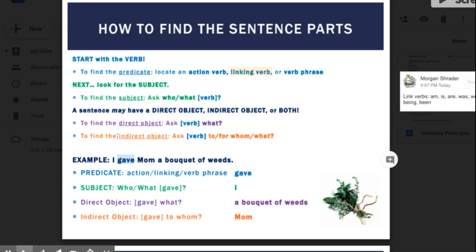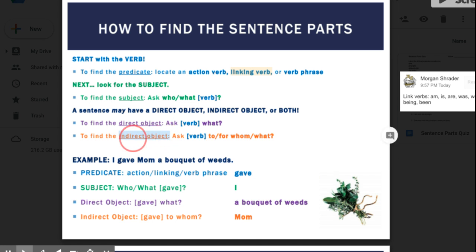To find the indirect object, ask the verb to, for whom, or what. So, I gave Mom a bouquet. I gave is my verb. Who did I give a bouquet to? I gave it to Mom. So I'm asking to or for. Who's it for? It's for Mom. That's my indirect object. If you guys will go ahead and make a note about indirect objects.